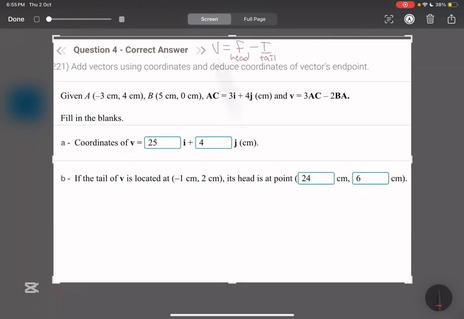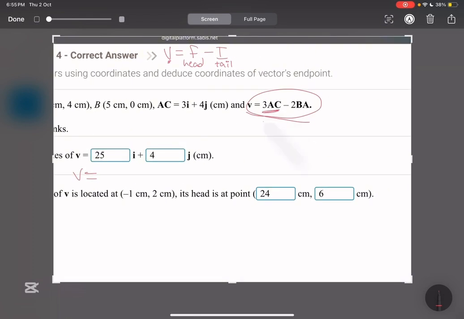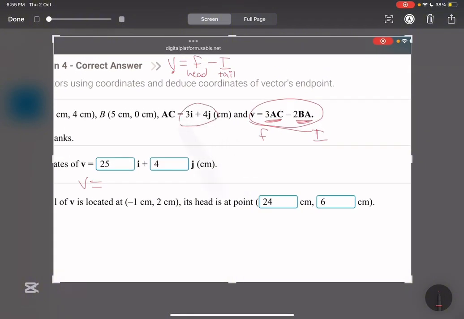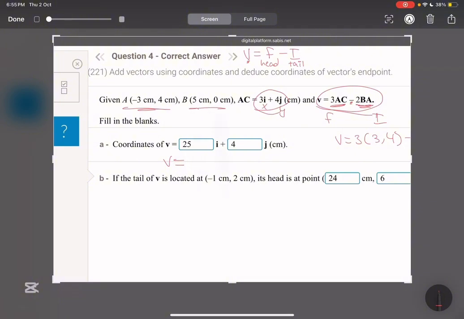So they want the vector, which we said v is f minus i. So v, this is the equation that they gave us. Okay, so this is f, which is the head, and this is i, which is the tail. AC, they already gave it to us, so we can just do the general term, v equals 3 times, okay, i means x and j means y, so it's going to be 3, 4, and then minus 2 BA. But we don't have BA, we have the points of A and we have the points of B.